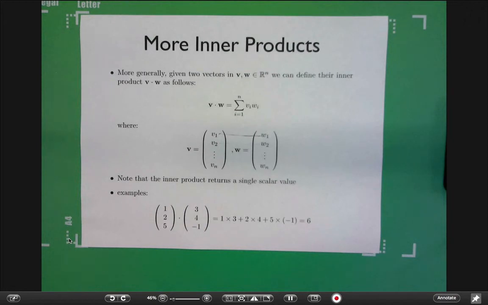The result is always a single scalar, in this case a real number. If you had complex vectors, the result would be a complex number. So if I have an example of two 3D vectors and I compute their dot product, I just do 1 times 3 plus 2 times 4 plus 5 times minus 1. And here is my result.